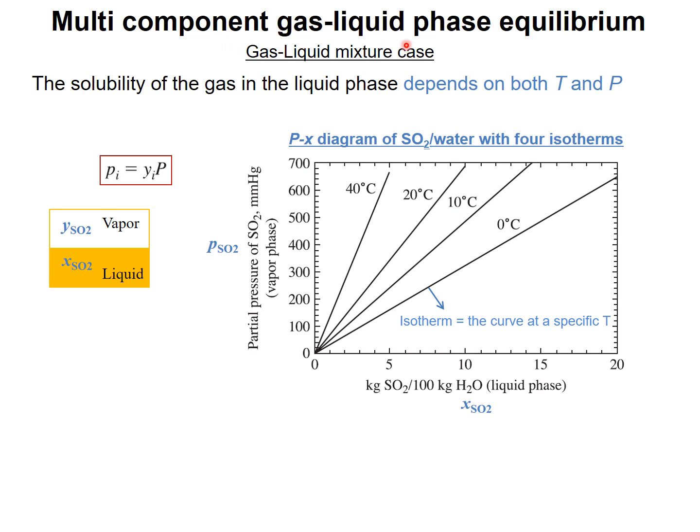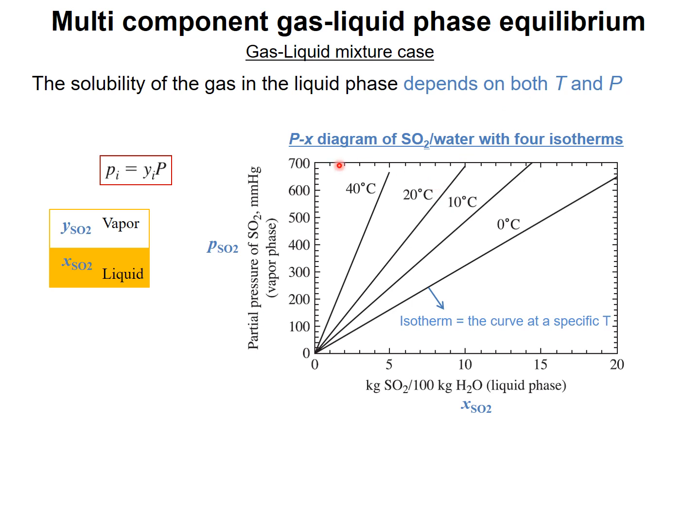Multi-component gas-liquid phase equilibrium. At the very first time, we have learned about solid-liquid and then liquid. Then this is the third case, about the multi-component gas-liquid phase equilibrium of a gas-liquid mixture. The solubility of the gas in the liquid phase depends on both temperature and pressure, like a liquid mixture.